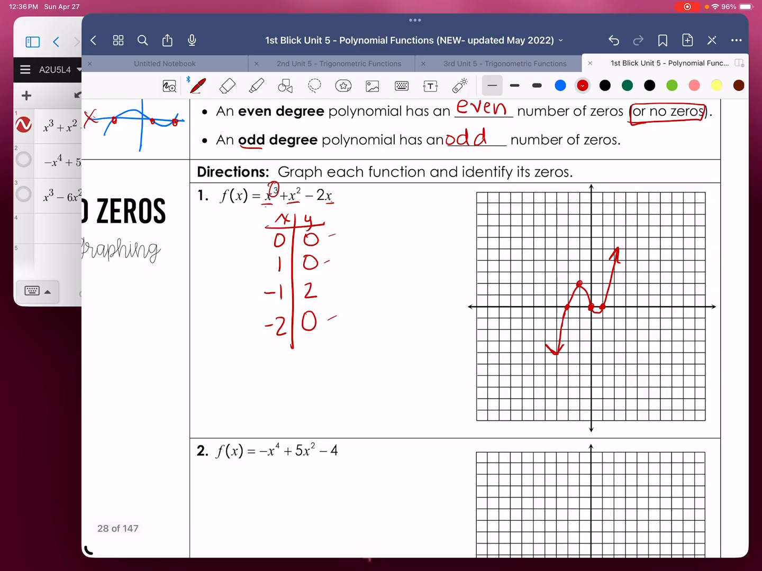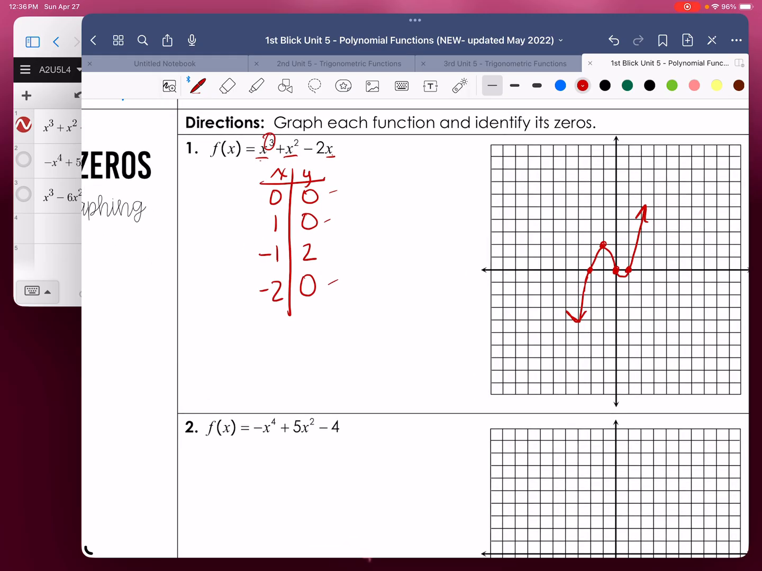All right. So now we want to identify the zeros, all right? So x equals, where does it cross the x-axis? Well, it crosses here at -2, and it crosses here at 0, and then it crosses again at +1. So those are your three zeros. Notice, you get a 0 wherever y is equal to 0. That's where it crosses your x-axis. All right, let's look at another one.